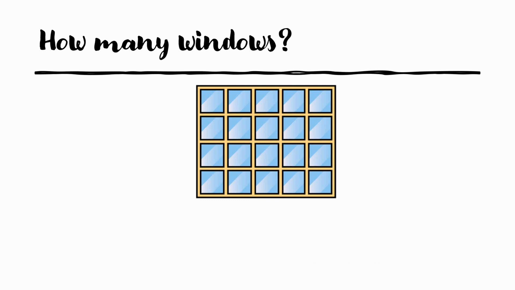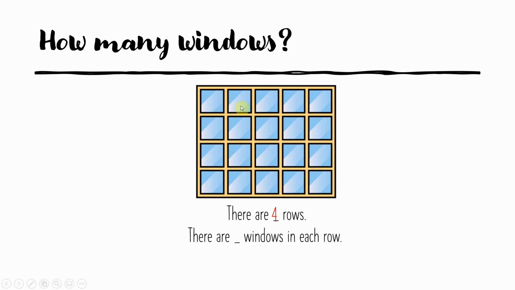Okay. How many windows are in this picture? So I want to find out how many there are all together. So let's break it down. First, we need to find out how many rows there are all together. So remember, rows go from side to side. There are four rows. One, two, three, four. Four rows. How many windows are in each row?